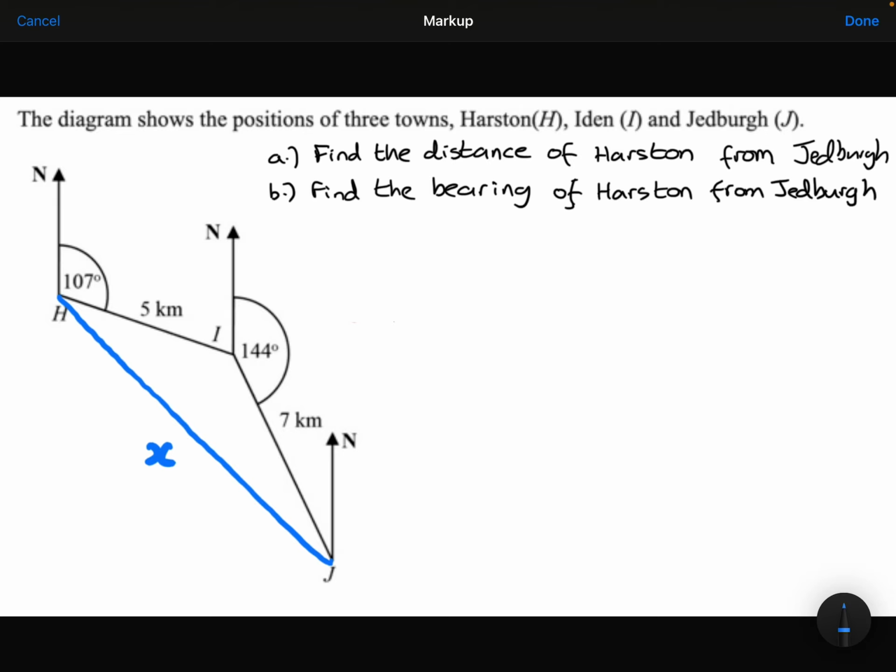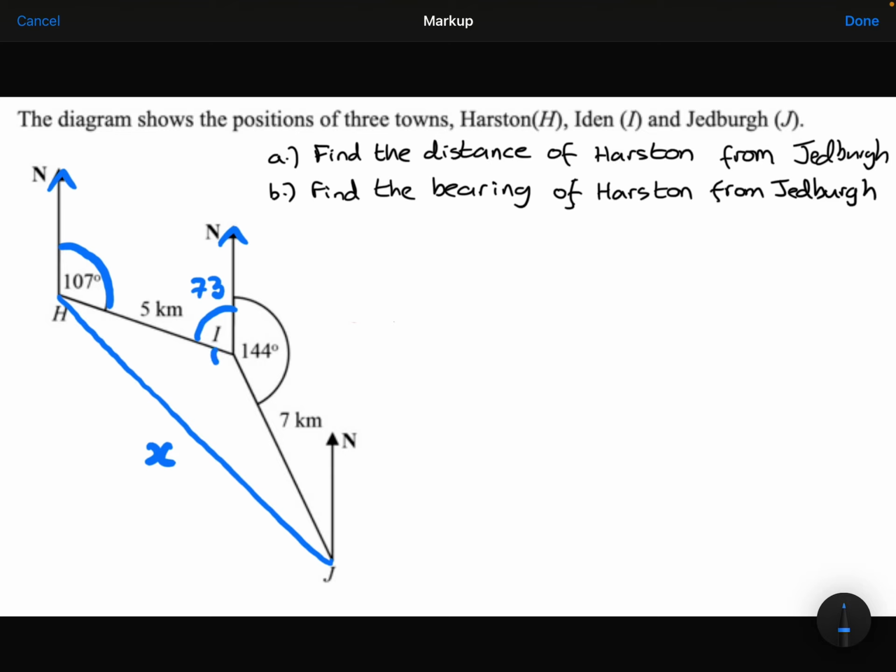Right, now, to help me do this, I can start to fill in some missing angles using parallel lines, because I know that my north lines are parallel. They are in the same direction. So if this angle here is 107, then I know that this angle here is going to have to be 73, because I know that co-interior angles add up to be 180.